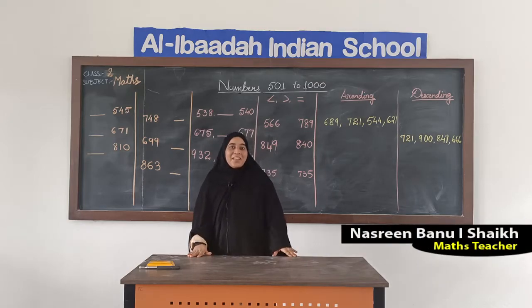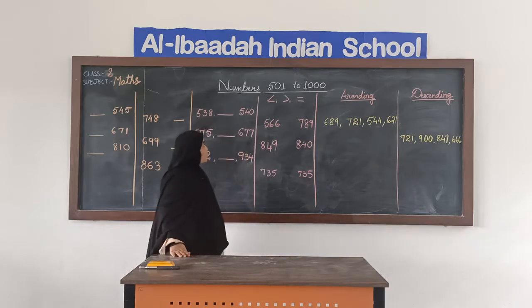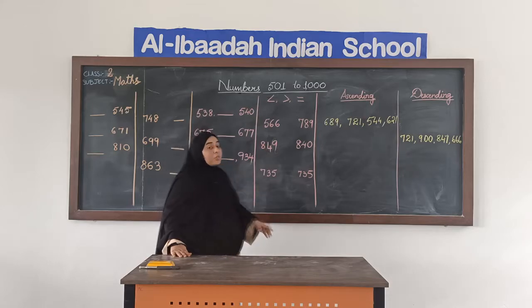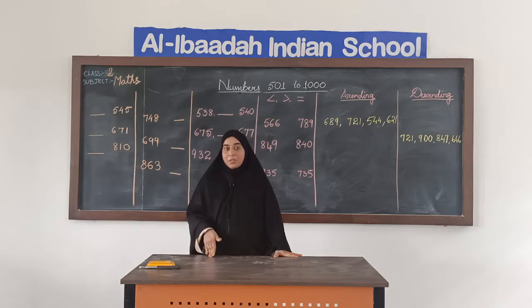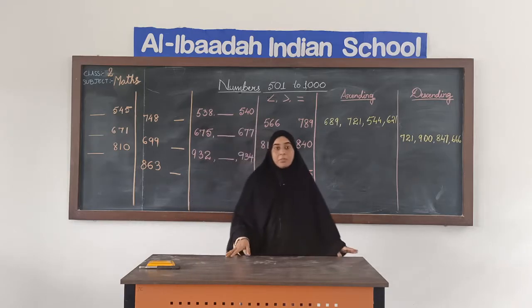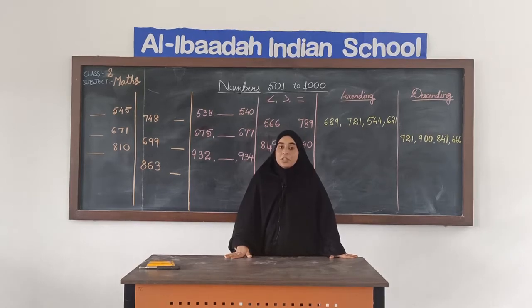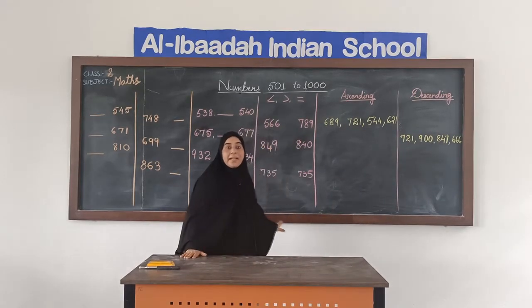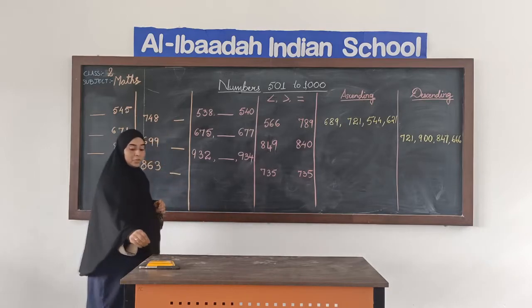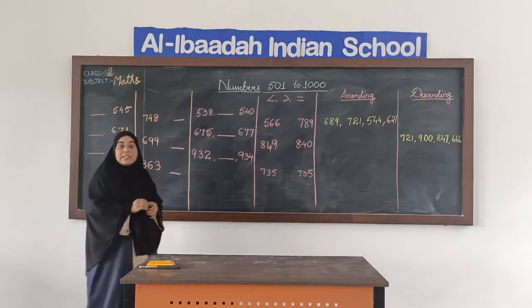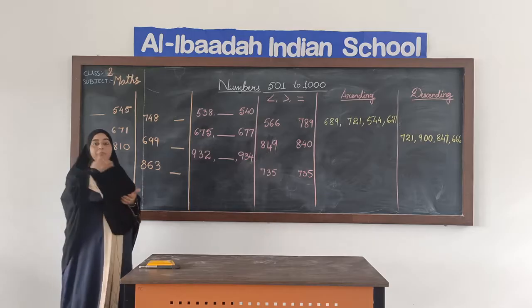Okay, I am back again with our same topic. Here we are going to look into the numbers 501 to 1000. In our previous class we had seen how we write the numbers, the place values, expanded form and the number names. Now today we are going to see how we compare these 3-digit numbers. But first, before going for comparison, we will see the numbers that come before.